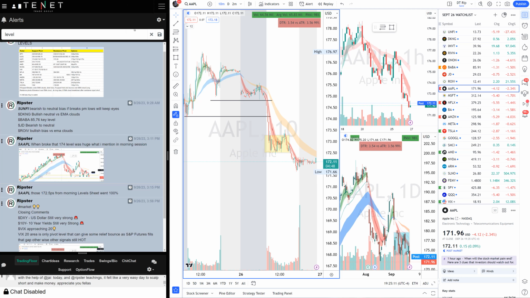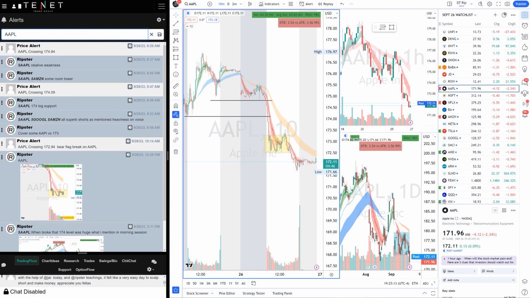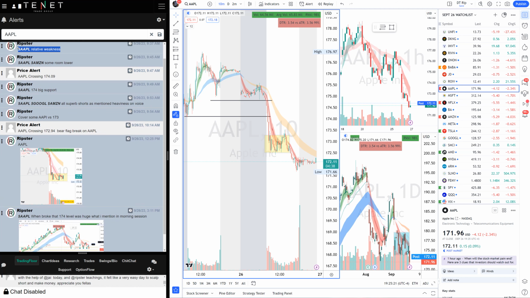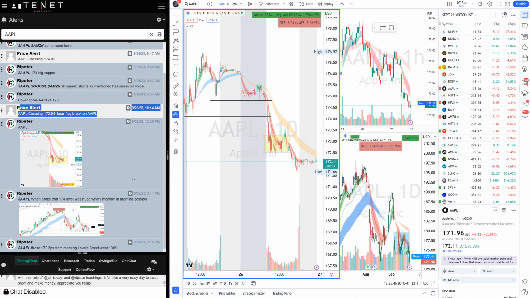Okay, and if you want to see my commentary, Apple was relative weakness. I said right at open, relative weakness on Apple, you can see. And then I was also talking about how Amazon and Google were weak, and then Apple 174 was the big support. As soon as 174 goes, you add more into your shorts. And then Apple was breaking the bear flag, right? It broke this bear flag at 172.92, and then it faded further back, more back, right?